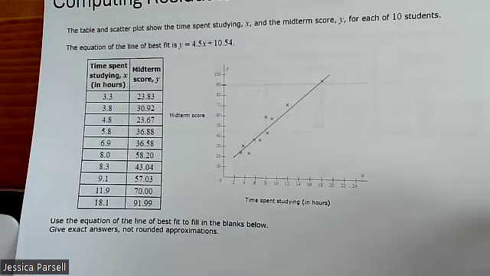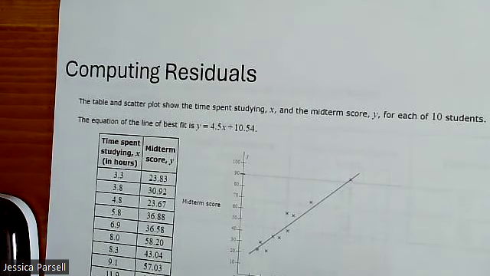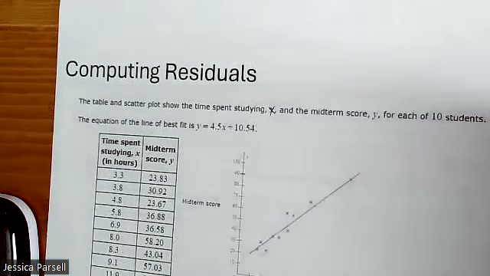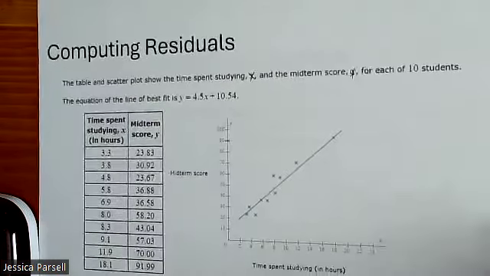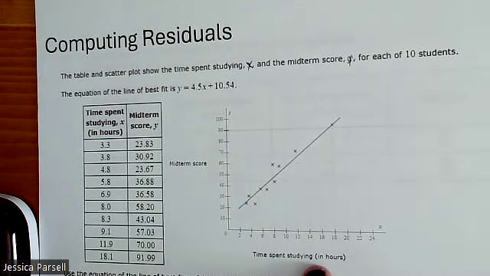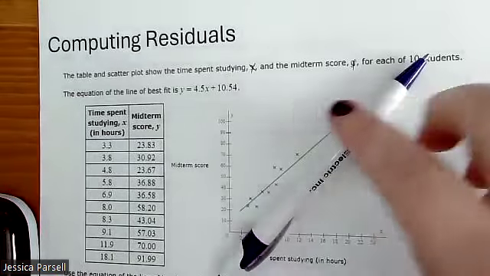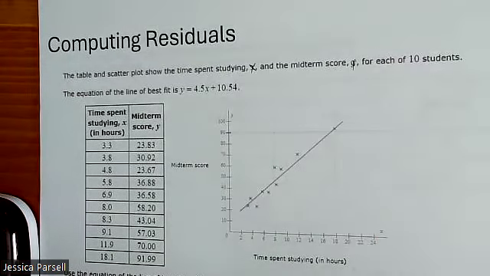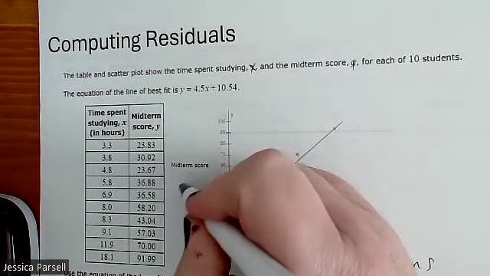All right, our last concept is computing residuals. So we have a table and scatter plot showing time spent studying, which they're calling X, and their midterm scores, Y, for each of the 10 students that have been selected. It looks like they're tracking how much time they spent studying against their midterm score. Before we even look at this, let's just take a look. We see we have a positive kind of trend happening here. So as time spent studying is increasing, 2, 4, 6, 8, 10 hours, we can also see that the midterm score is also increasing.